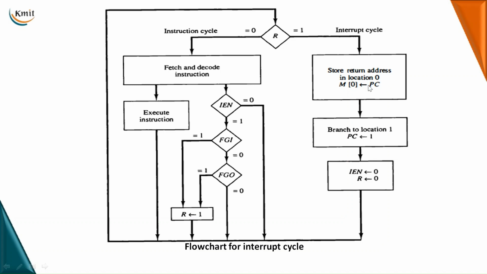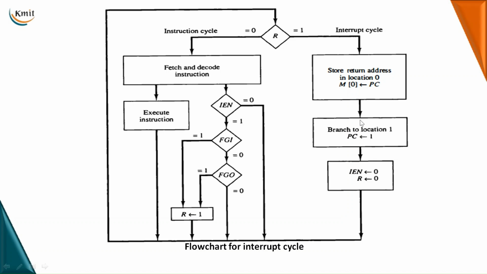Say for example I have 10 instructions in my program and the CPU has currently executed the 5th instruction. Then the PC now points to instruction number 6, right? The PC stores the address of the next instruction, which is instruction 6. Whatever value is in PC will be transferred into the memory location 0.